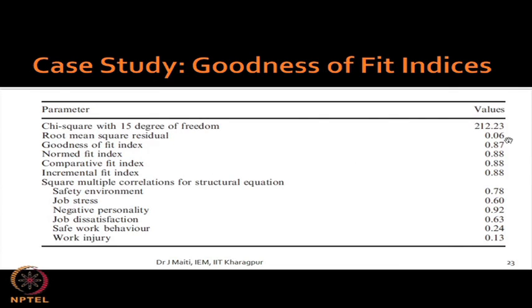You see that the case study results are convincing from the adequacy point of view. Most of the measures are near 0.9. In addition to the goodness of fit, there is the squared multiple correlation, similar to R square values, showing how much variability is explained for all the endogenous latent constructs. For safety environment it is high, for work injury it is less, but the path is strong with a high degree of relationship. That adequacy is good enough.